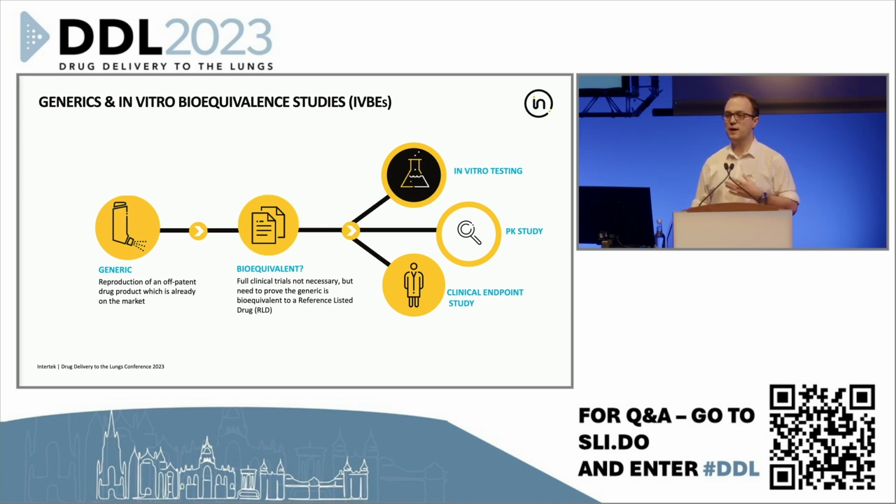And so these are all comparative tests. You perform the same suite of testing on your generic and on the RLD, and if the results are sufficiently similar, you then prove that the generic is suitable to go to market.